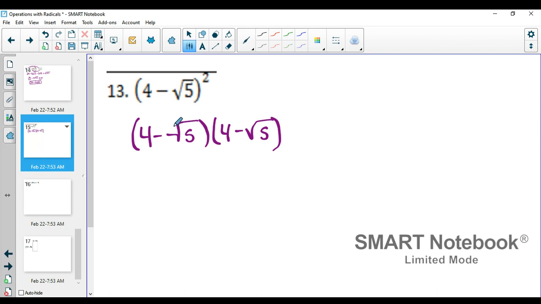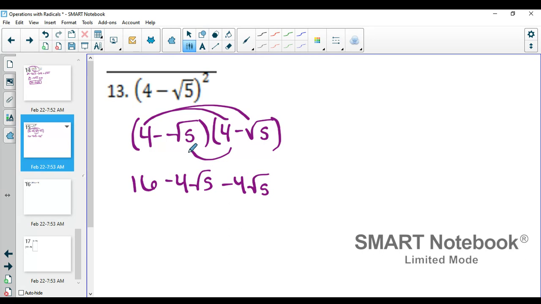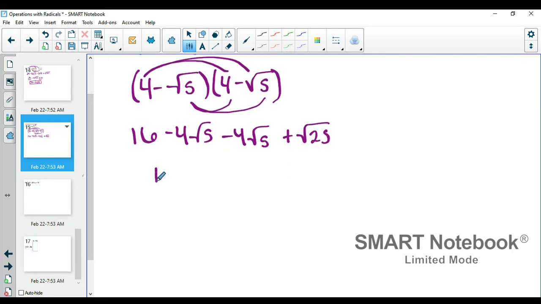All right, so now you do distributive property twice. So 4 times 4 is 16. 4 times negative square root of 5 is negative 4 square root of 5. Negative square root of 5 times 4 is negative 4 square root of 5. And then negative square root of 5 times the negative square root of 5 is positive square root of 25. So we have 16. And then negative 4 square root of 5 and negative 4 square root of 5 is negative 8 square root of 5.